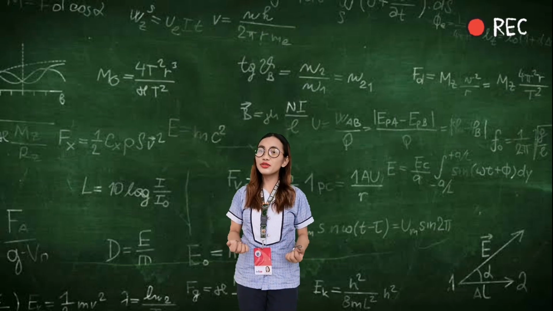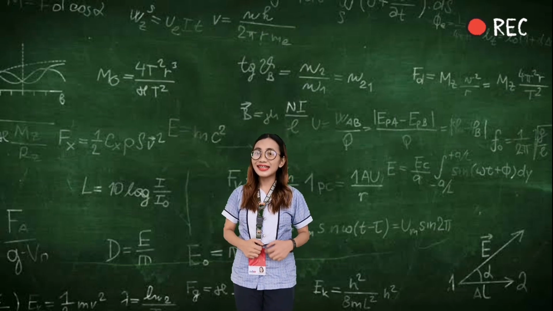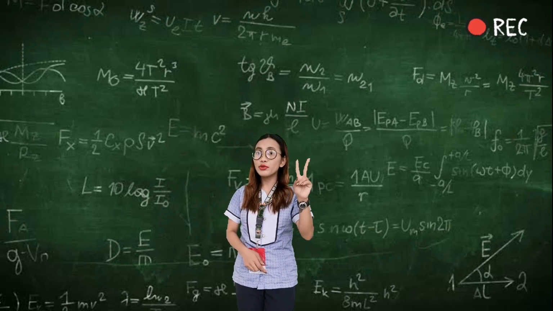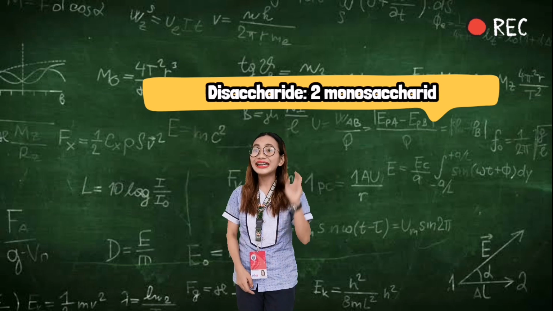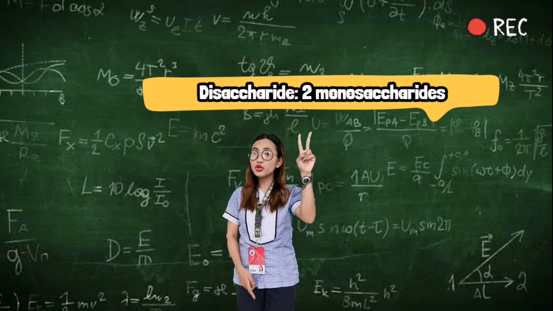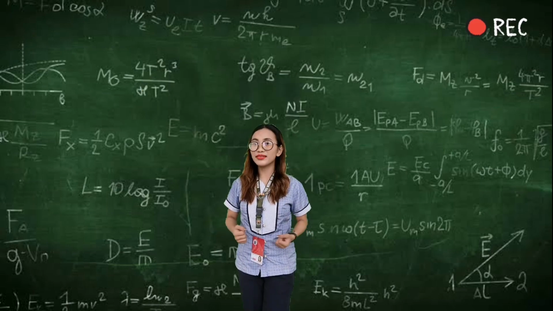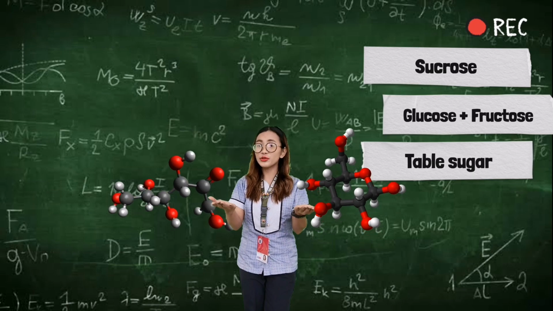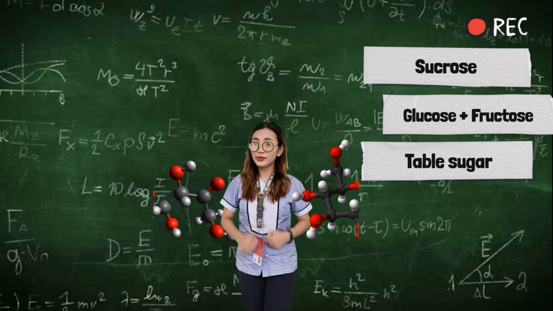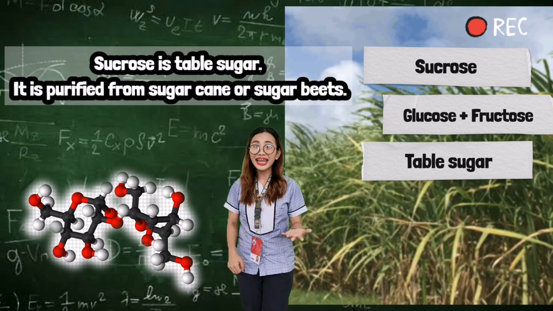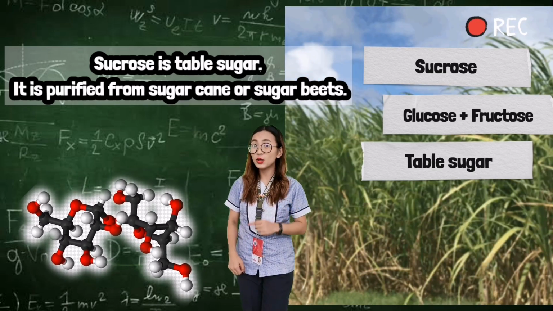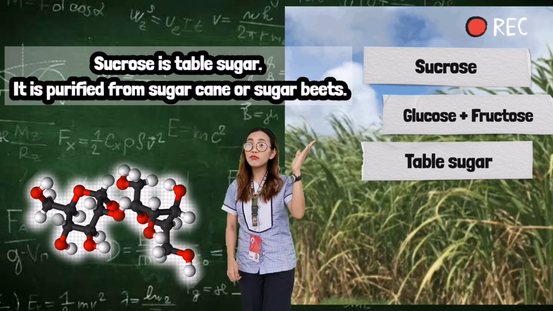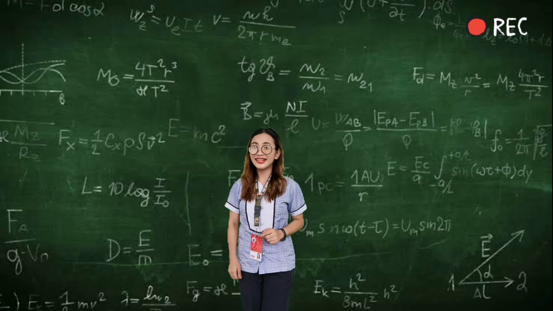Now let us go to disaccharides. Disaccharides are composed of two monosaccharides, for di means two. Examples. Number 1, glucose combined with fructose will form sucrose, like that of sugar cane. It is also known as your table sugar.